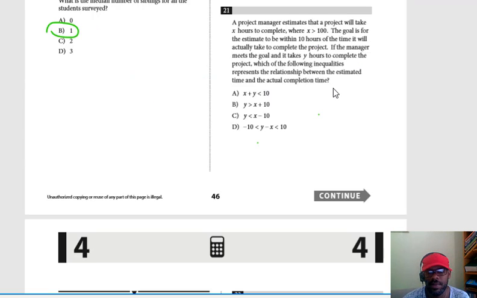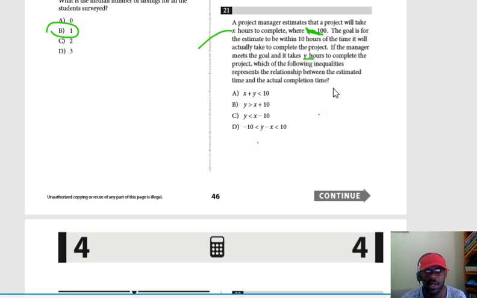A project manager estimated that the project will take X hours to complete. The goal is for the estimate to be within 10 hours of the time it will actually take to complete the project. If the manager met the goal, and it takes Y hours to complete the project, which inequality represents the relation between estimated and actual? The estimated is X and the actual is Y.